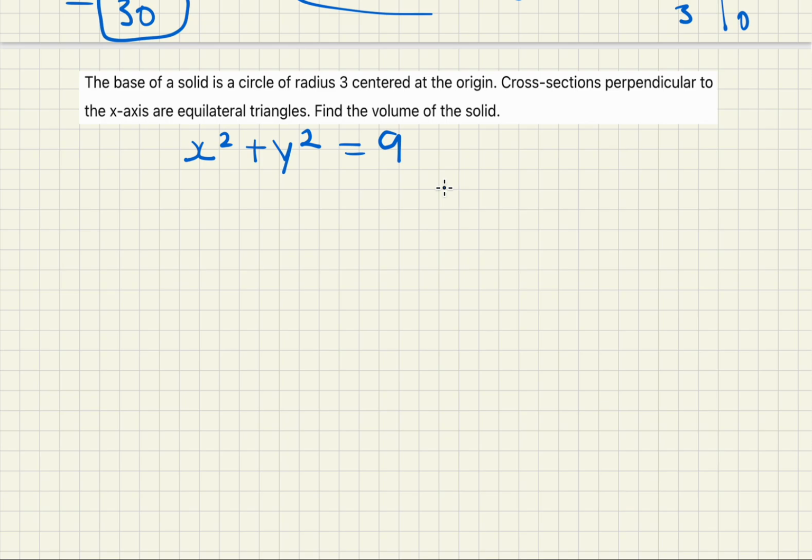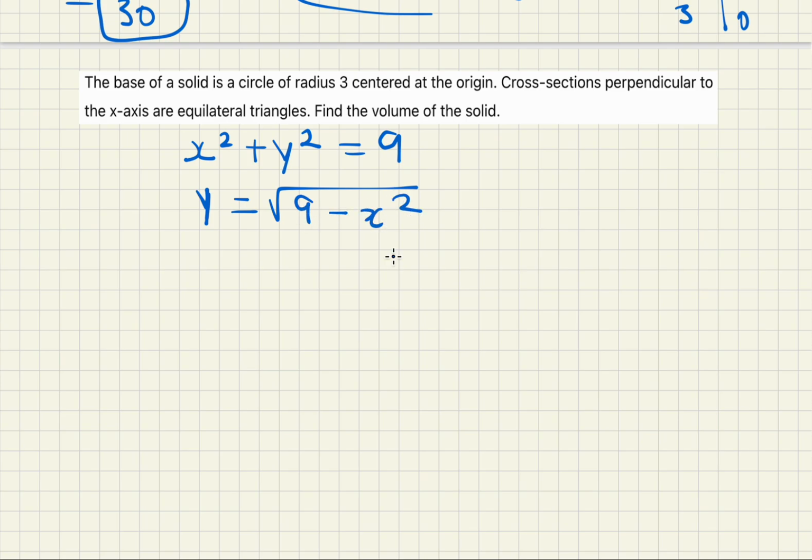And since we have this equation now, we can figure out what y is in terms of x, because the cross sections are perpendicular to the x-axis. So all of our terms need to be in terms of x. So isolating y, y equals the square root of 9 minus x squared.